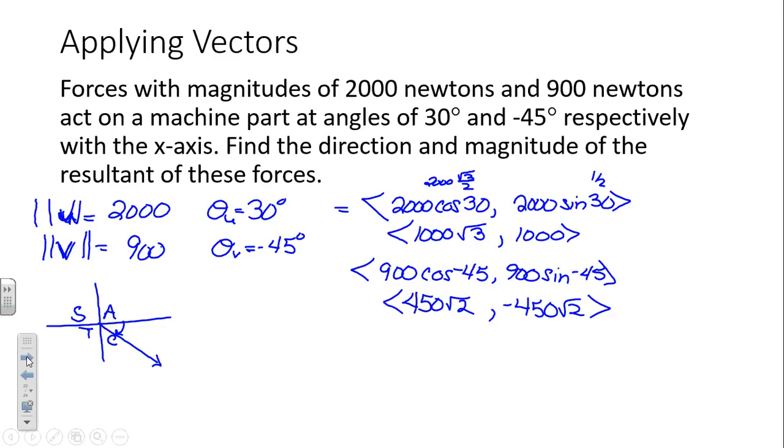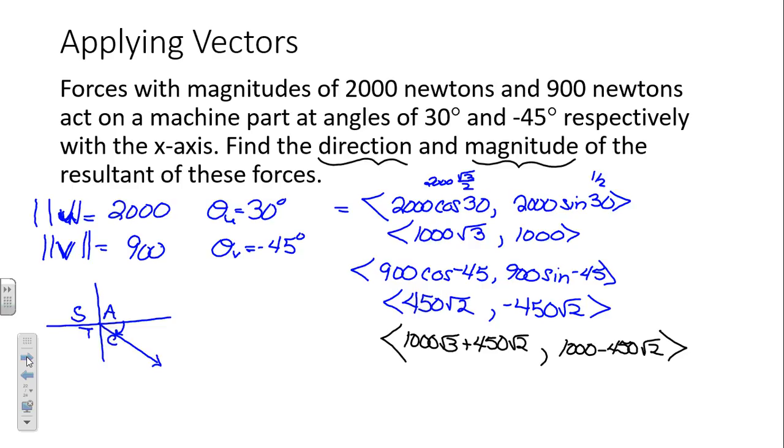All right, we're ready to add them. So when we add them, our horizontal component will be, doesn't matter which one you put first, right? 1,000 square roots of 3 plus 450 square roots of 2. And the vertical component will be 1,000 minus 450 square root of 2. So we did the heavy lifting now. We have it in component form. But what did the directions ask us for? The direction angle and the magnitude. Okay?